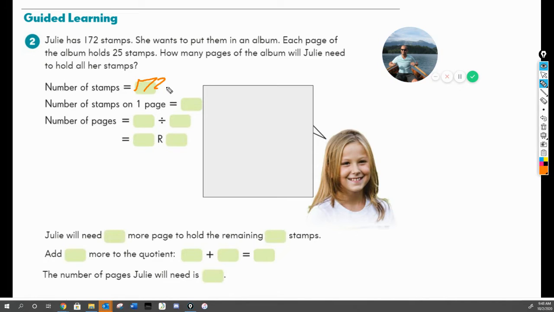Well, she's got 172. There's 25 on a page. So to find the number of pages, 172 divided by 25, it's going to be 6, remainder 22. She's going to need one more page to hold the remaining 22 stamps. So you add one more to the quotient. 6 plus 1 equals 7, or Julie's going to need 7 pages. All right, moving on.